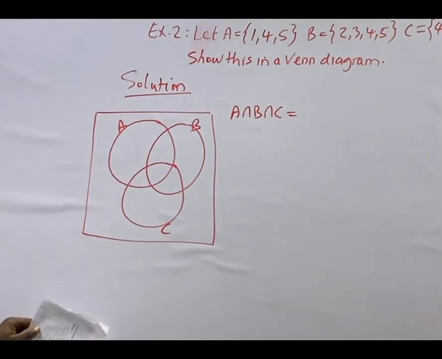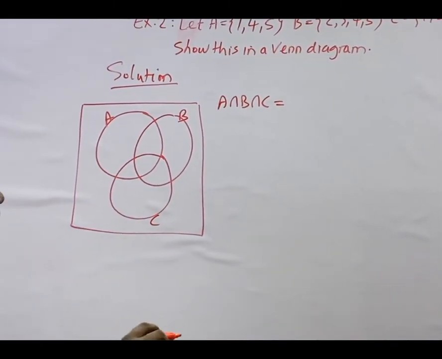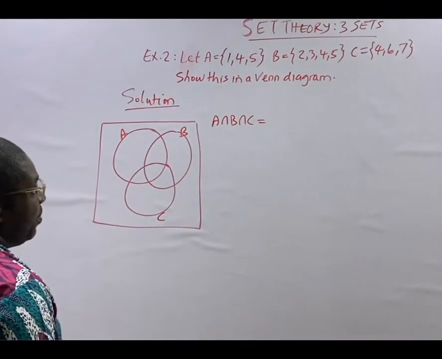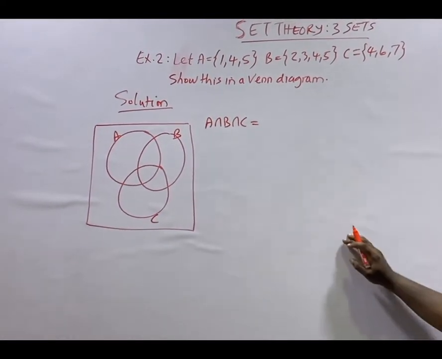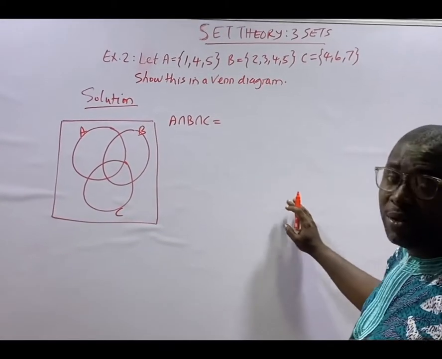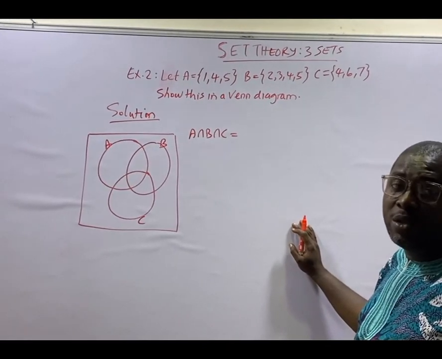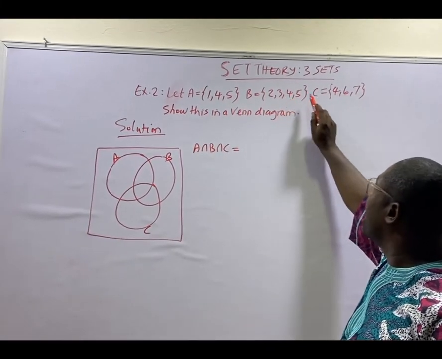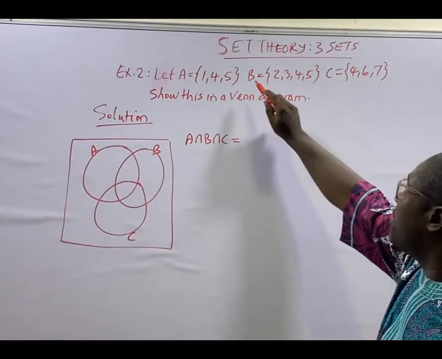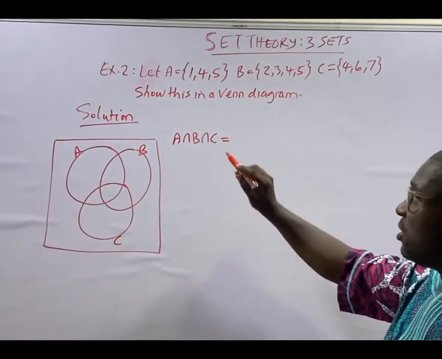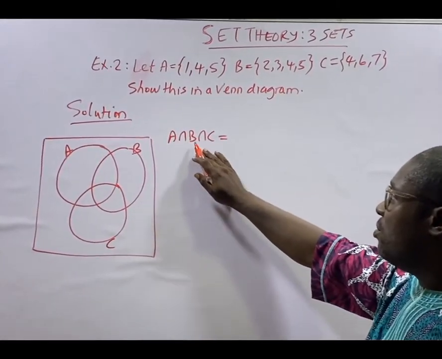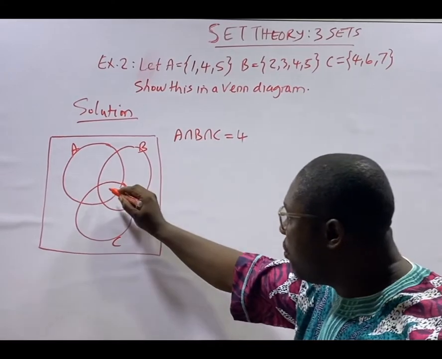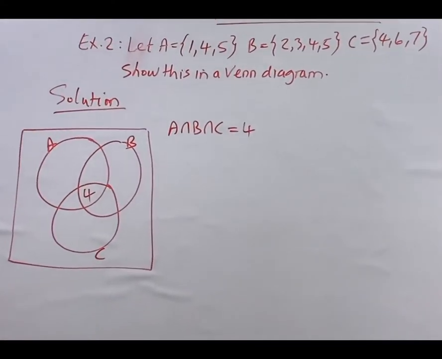Let's look at what is common amongst the 3 sets. We have A, B, and C. From this, can you identify what is common amongst them? Can you see that? It is the number 4. You see that 4 is here, 4 is here, and 4 is here. So 4 is common to all 3 sets. So A intersection B intersection C will be 4. So quickly we are going to enter 4 in here.